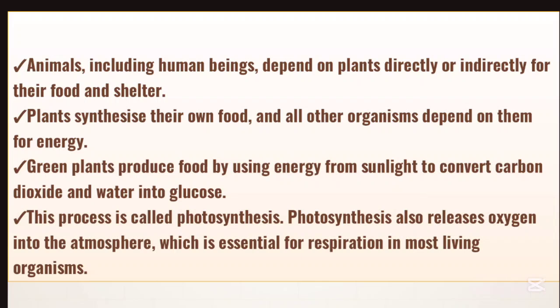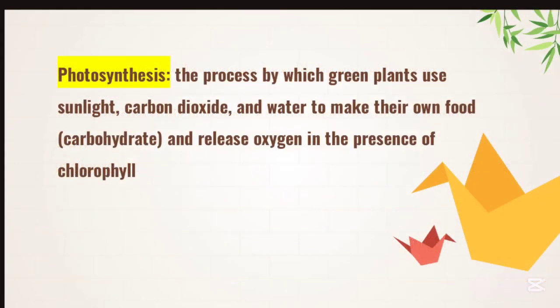So photosynthesis also releases oxygen into the atmosphere, which is essential for respiration in most living organisms. So what is meant by photosynthesis? Photosynthesis is the process by which green plants use sunlight, carbon dioxide and water to make their own food, which is carbohydrates or glucose, and also release oxygen into the atmosphere in the presence of chlorophyll. This is known as photosynthesis.